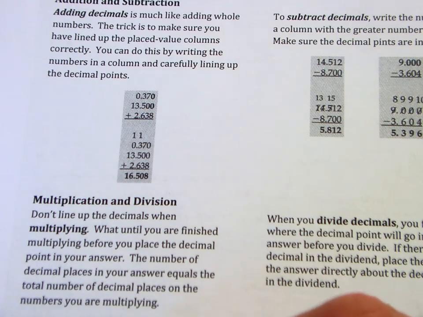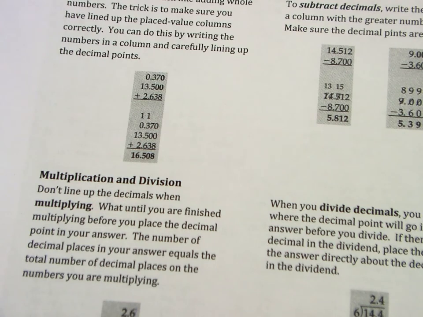Now, when you do multiply, after you get the answer, you count how many numbers are to the right of the decimal point. 1, 2, 3. So then you move the decimal point 1, 2, 3 and put it there.